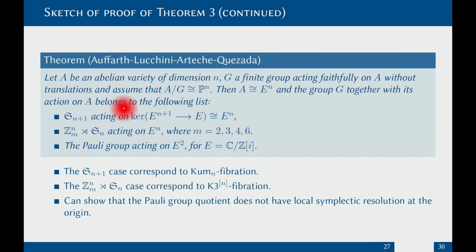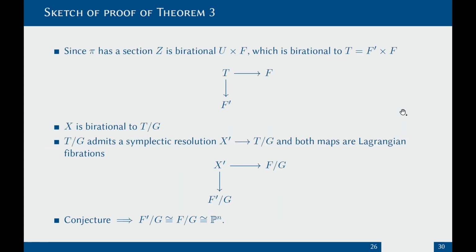So it's either a symmetric group acting on this kernel of the summation map, or a semi-direct product acting on a power. And there's one exceptional case in dimension 2, which is some group acting on the square of an elliptic curve. And you can check that the first case, so remember that in our case, we have the same G acting on F and F prime.